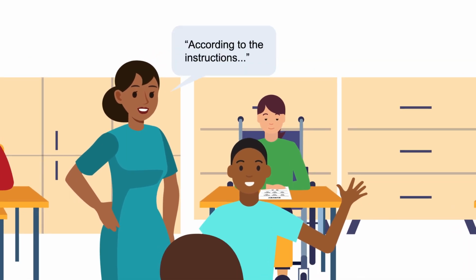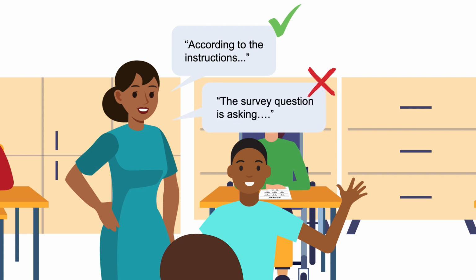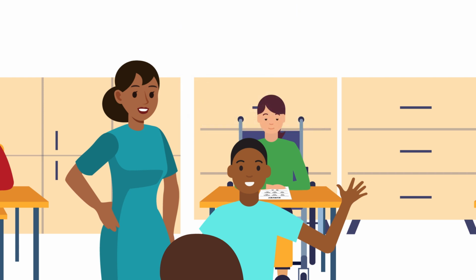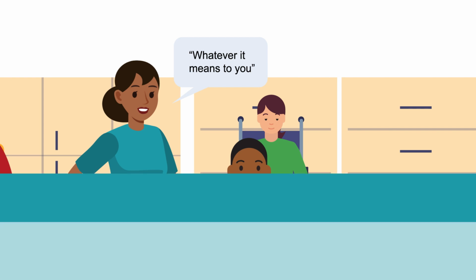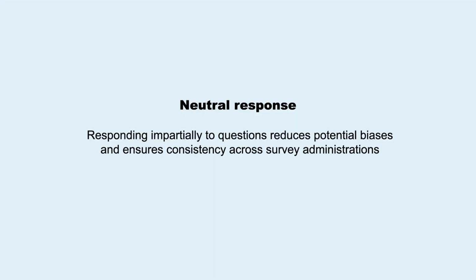Clarifying instructions or skip patterns is permitted, but you should not clarify words or phrases or define any of the terms used in the survey. For example, if a youth wants to know what a question is asking about, you can respond neutrally by stating whatever it means to you, or simply prompting the student to reread the question. This neutral style response reduces any potential biases and ensures consistency across survey administrations.